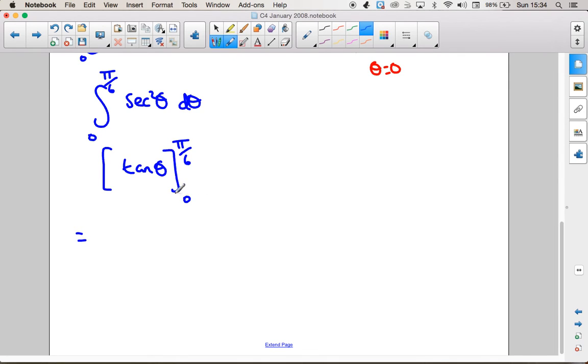So putting our limits in, tan of pi over 6 is root 3 over 3. Tan of 0 is 0. So our final answer is root 3 over 3.